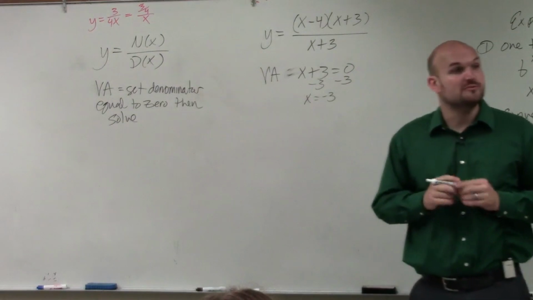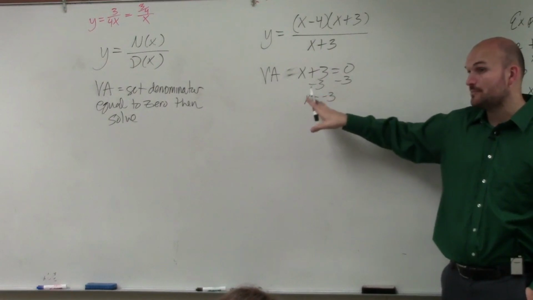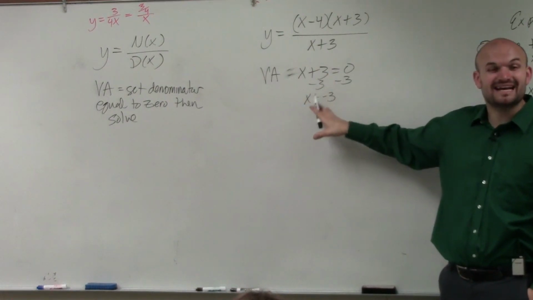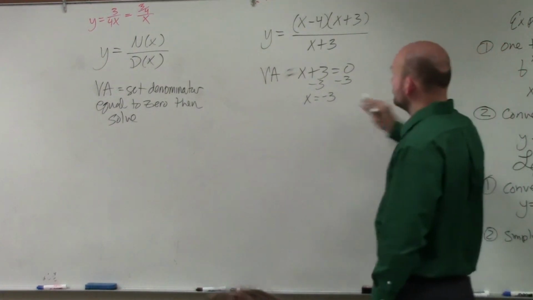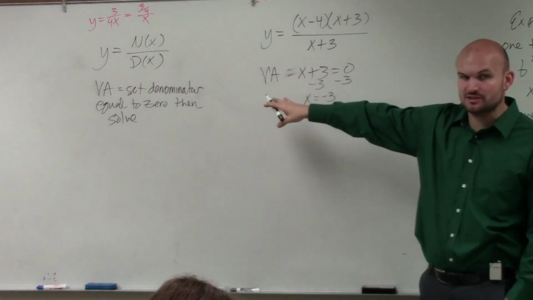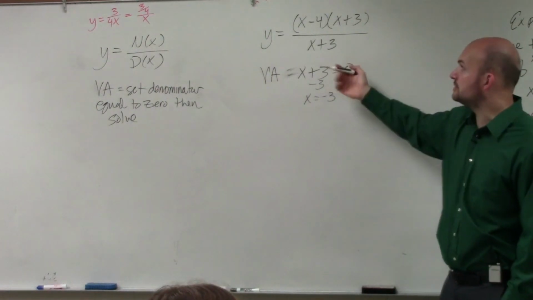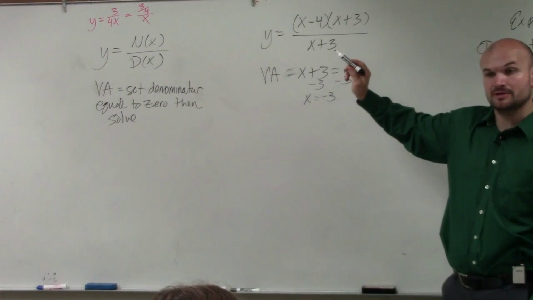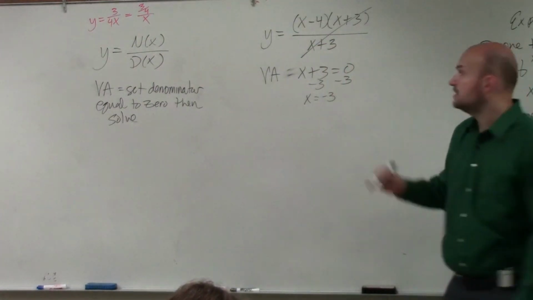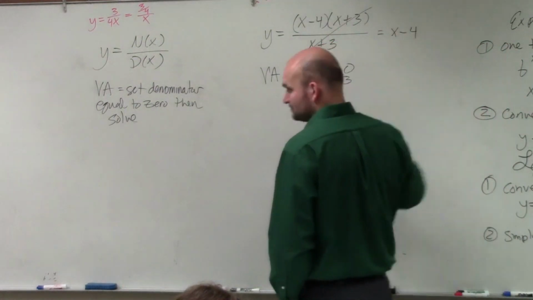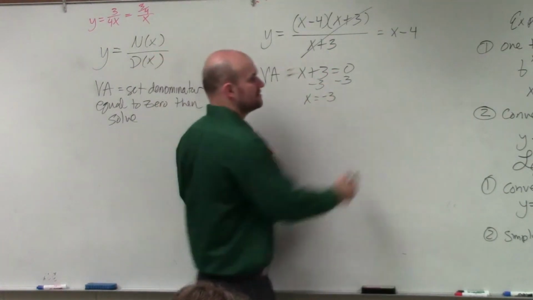We can get into removable and non-removable discontinuities, because mathematically, this is not a part of the domain. However, it's not an asymptote actually in this case. So whatever, my definition is still the same. To find the vertical asymptote, set the denominator equal to 0. However, ladies and gentlemen, what you should see is we can apply the division property, right? If you apply the division property, the x plus 3's divide out, leaving us with just x minus 4. Well, that's a line, so that looks something like this.